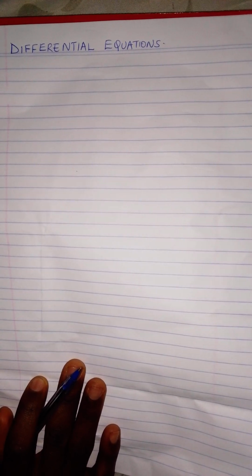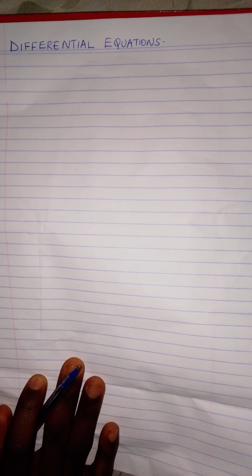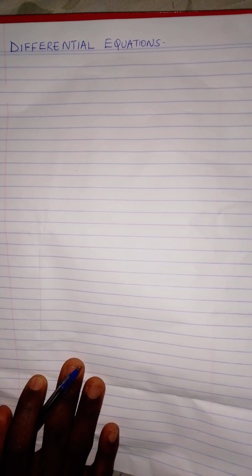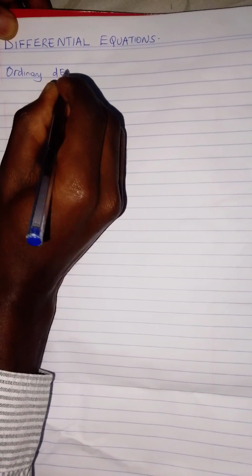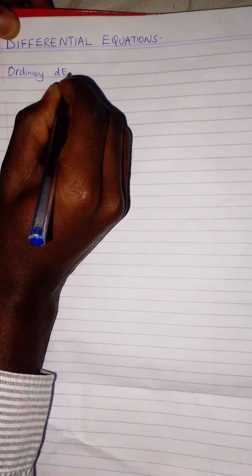And now, the meaning of differential equation. A differential equation is an expression that involves derivatives of some unknown function, and if the unknown function is a function of a single independent variable, then the differential equation is called an ordinary differential equation. And we have some examples of ordinary differential equations.